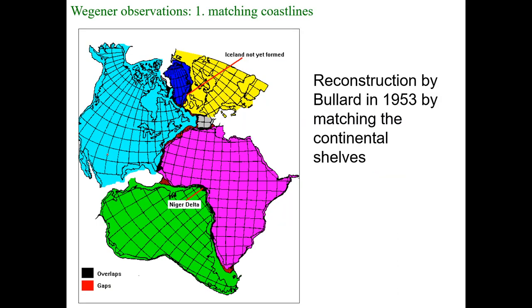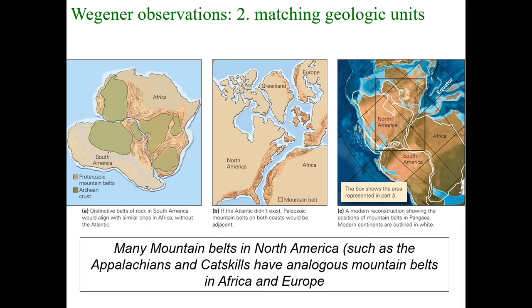Okay, so the first one's pretty easy, I think. It's just matching coastlines. His first line of evidence is that, hey, look at the coastlines, they match, right? They fit together like a jigsaw puzzle. Okay, that's clear enough. I don't think I need to explain that. Number 2 is matching geology.